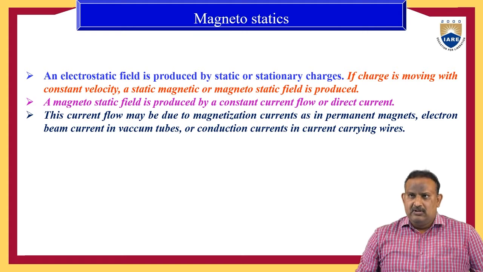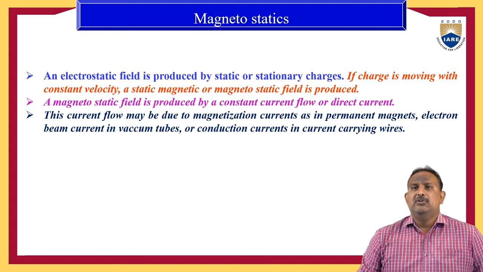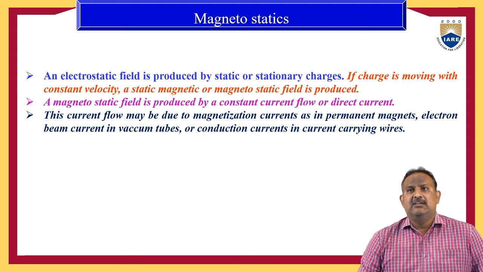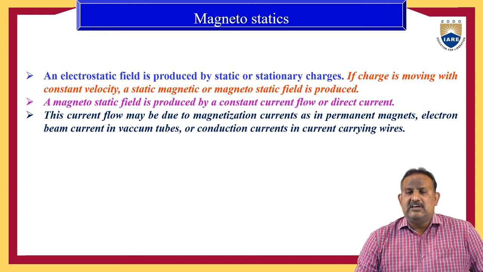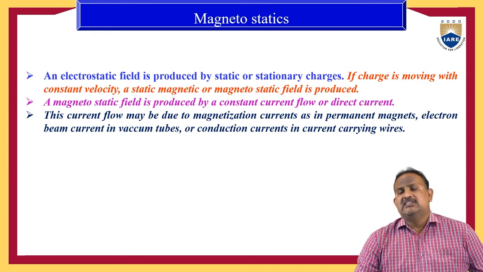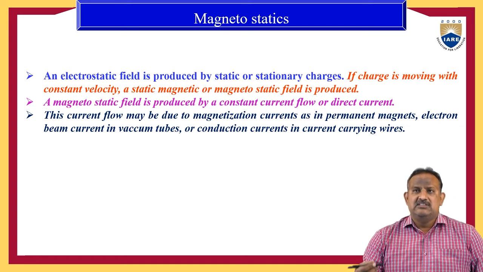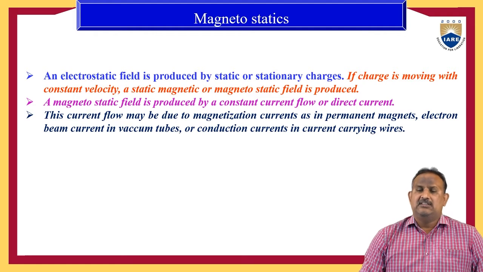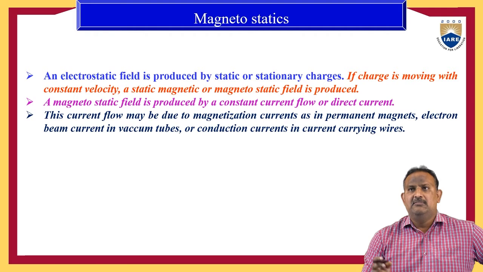In brief, when a charge is moving with some velocity, we call the field a magnetostatic field. When the charge is stationary or static, we call that field an electrostatic field. This is the main difference between the electrostatic field and the magnetostatic field.